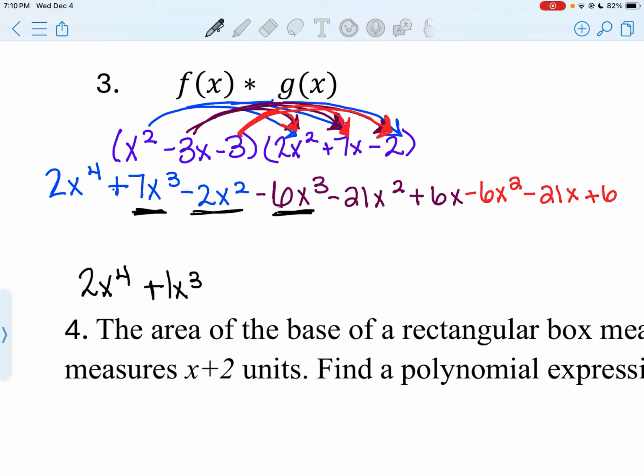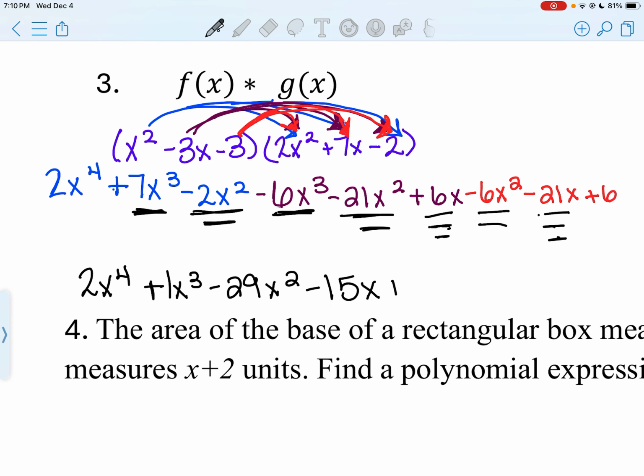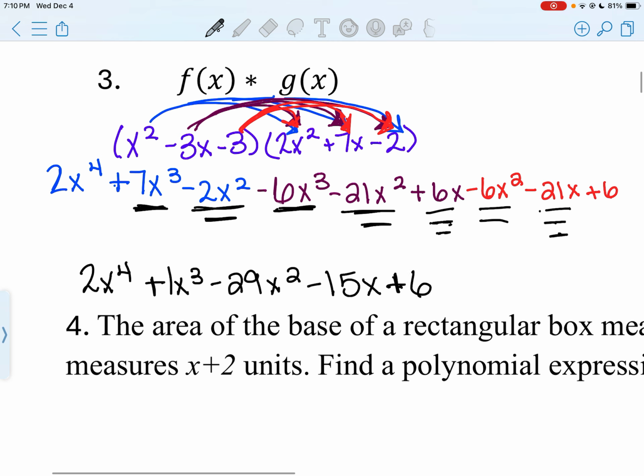I have a negative 2x squared minus a 21x squared minus a 6x squared. Negative 2 minus 21 is negative 23. Subtract 6. That is a negative 29x squared. I have a 6x minus 21x. That is a negative 15x. And that plus 6 doesn't have any like terms, so we bring down the plus 6.